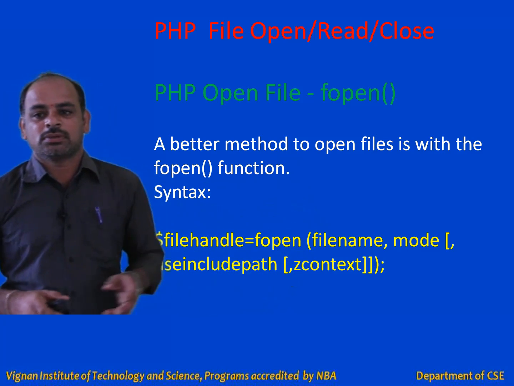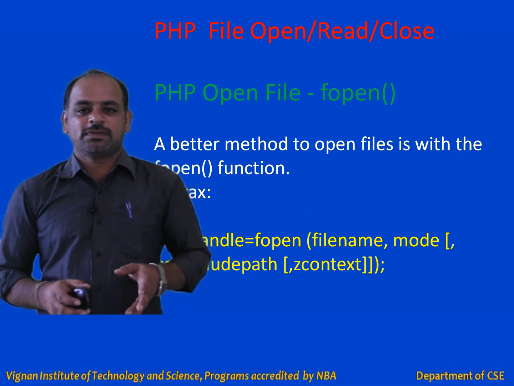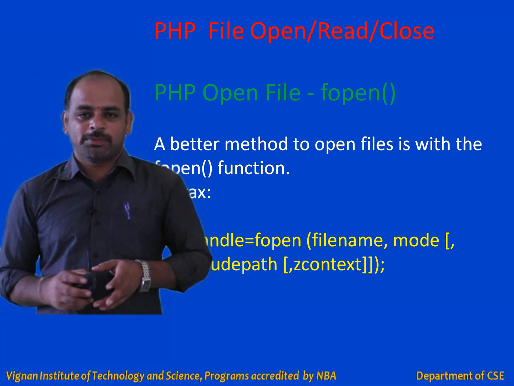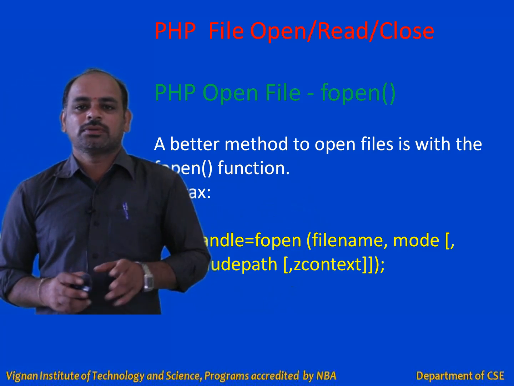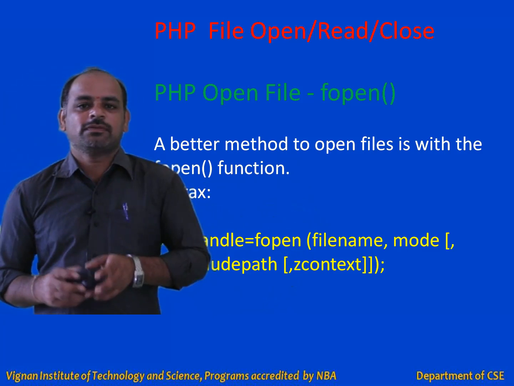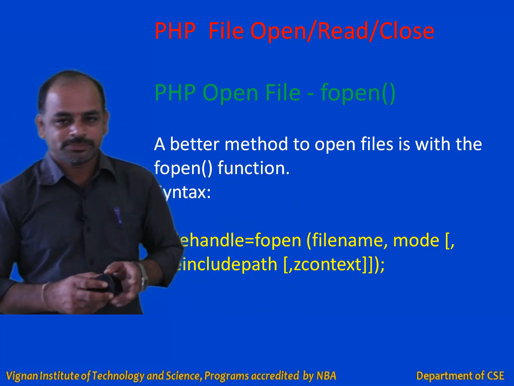So what is meant by file name? The first parameter is the file name. This file name specifies which file you want to open, so the name of the file you have to specify here. That can be a file name itself, or you can specify the path to that particular file also.